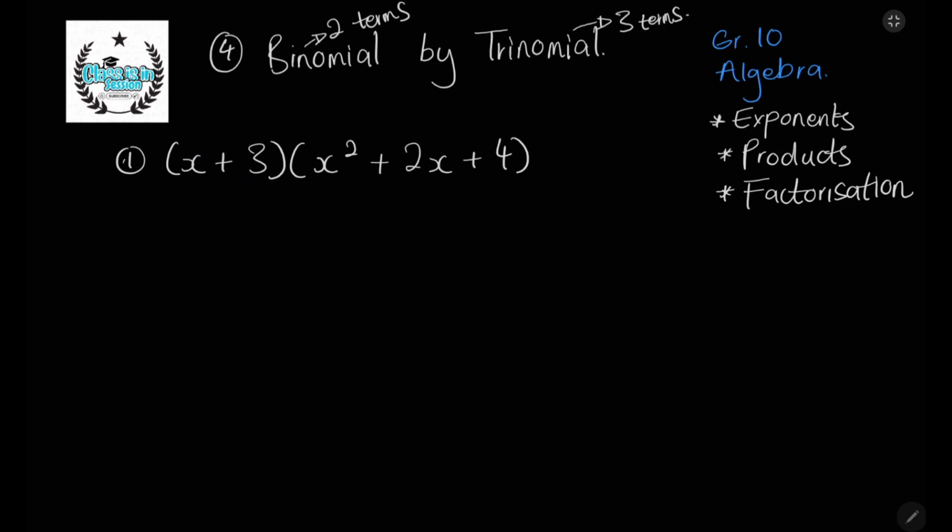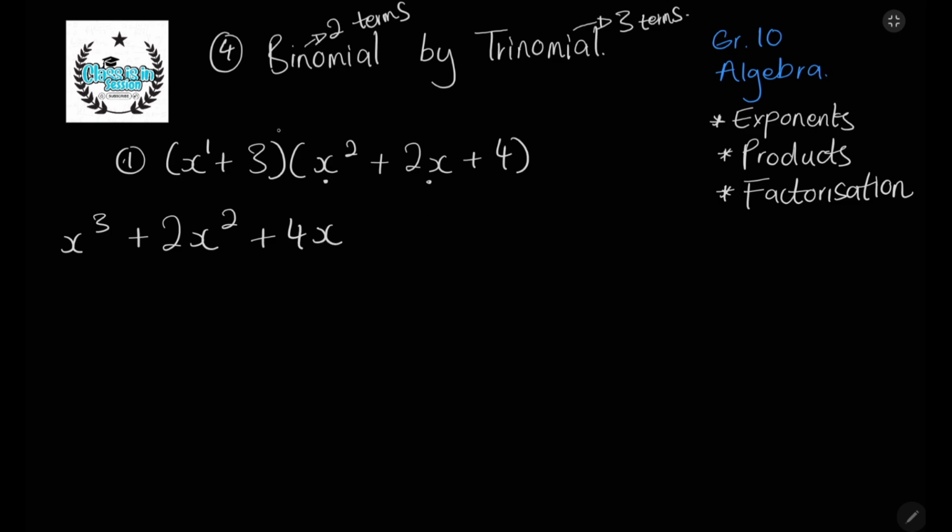Now let's solve this. We start with x times x squared, which is x cubed, because it's x to the power 1 times x to the power 2. 1 plus 2 should give you 3. Remember your laws of exponents. Then x times 2x, this should give you positive 2x squared. Then x times 4, which is positive 4x. I hope that you guys are following.